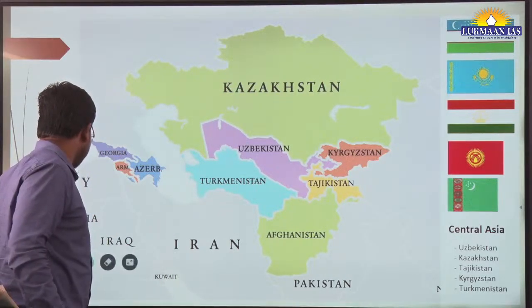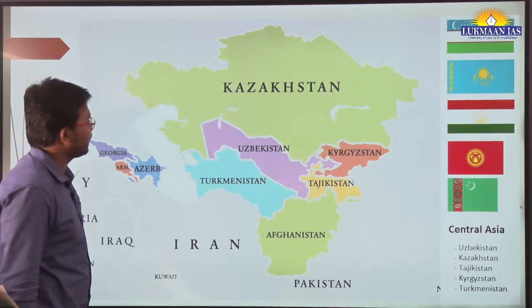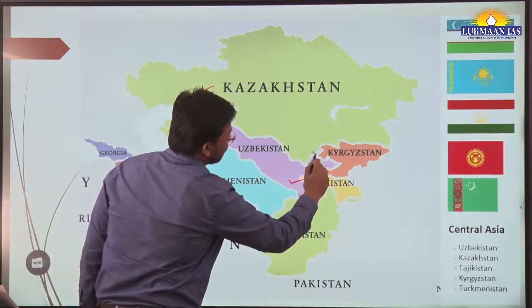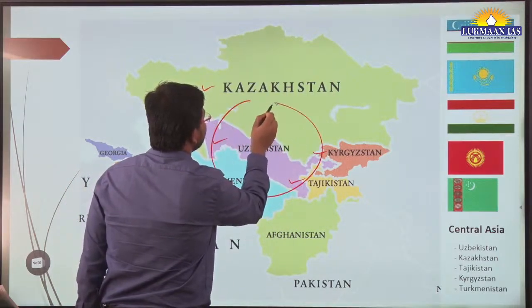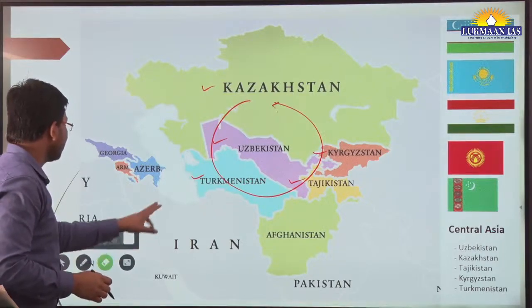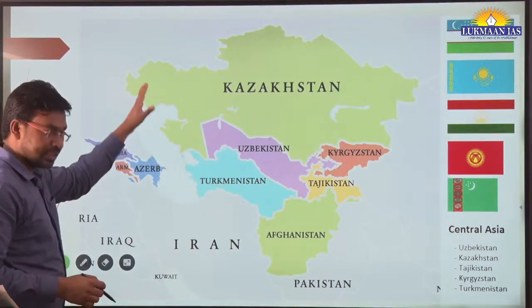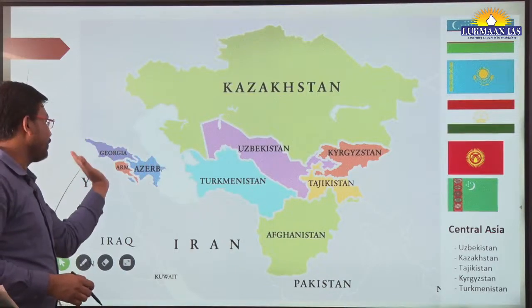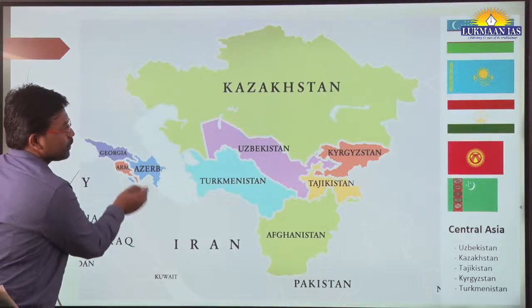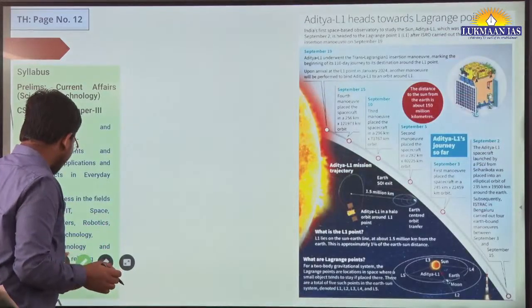So Central Asian countries, how many countries are there? Five countries: Kazakhstan, Uzbekistan, Turkmenistan, Tajikistan, Kyrgyzstan. They are together known as Central Asian countries, right? To the west of the Central Asian countries we have the Caspian Sea, and to the west of it we have Azerbaijan and Armenia. So that's important. With this we will take another topic quickly.